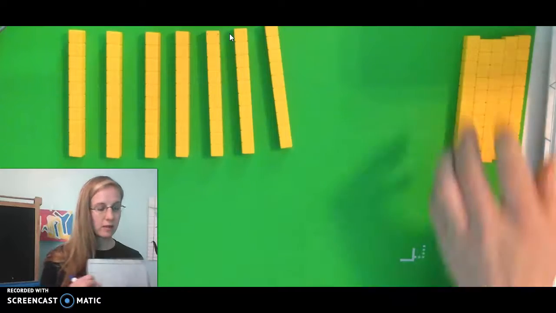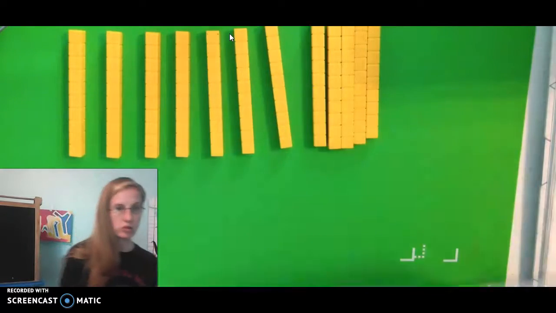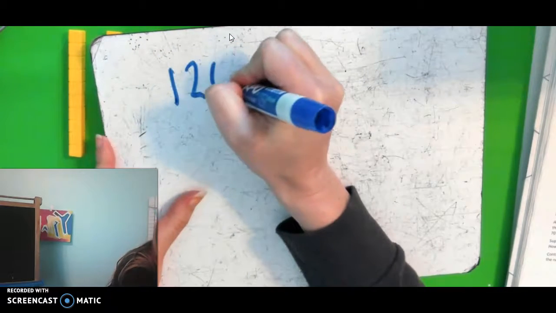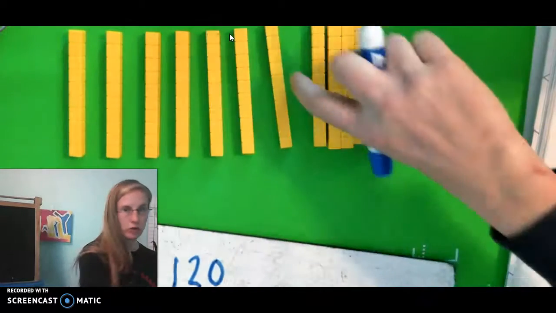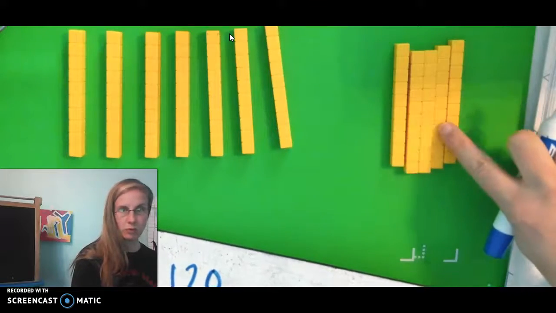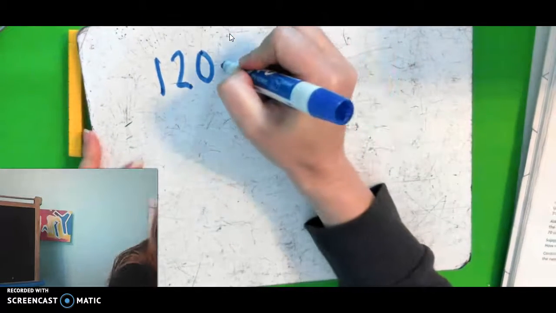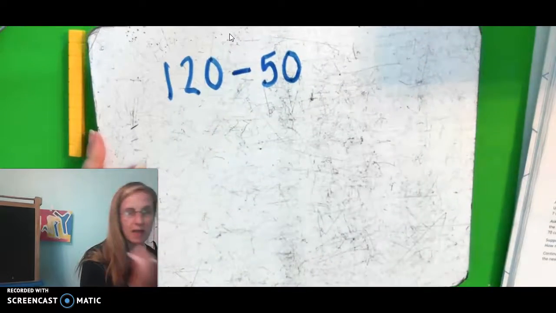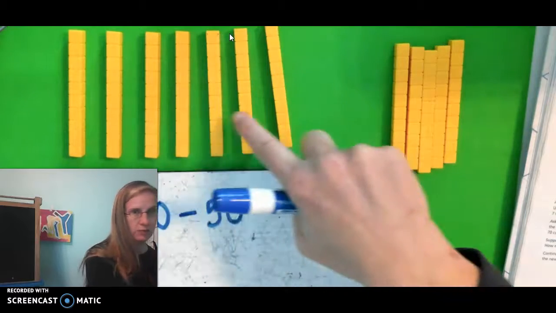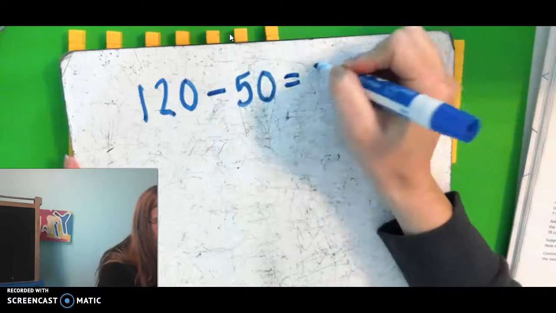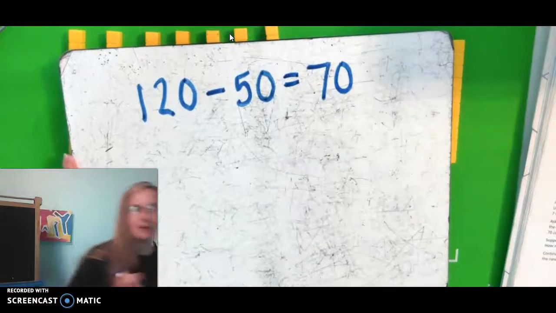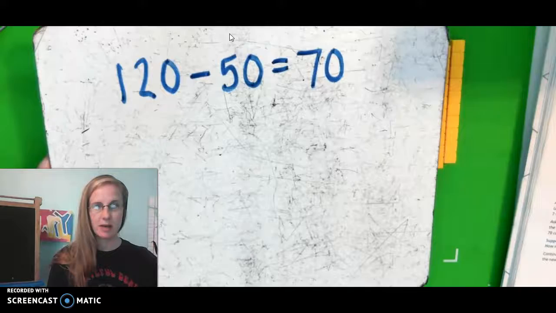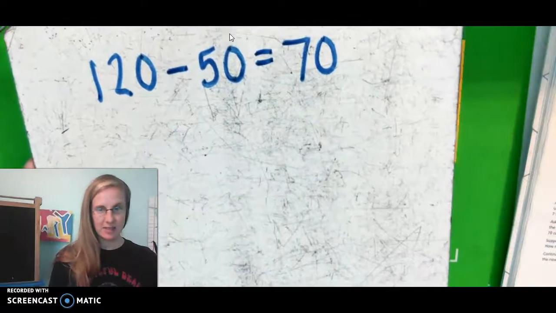Well, we started out with, when these guys were with us, 120. Let me write that on my board. 120. And then we took away this group of 50. So in my equation, I'm going to write minus 50. And then what remained was 7 groups of 10, which is the same thing as 70. So that's what my equation should look like for that model. 120 minus 50 equals 70.